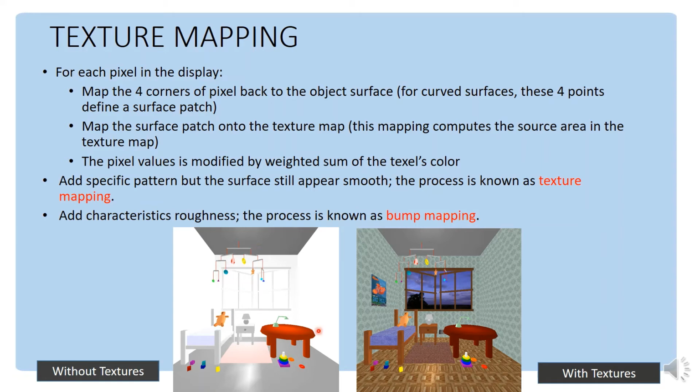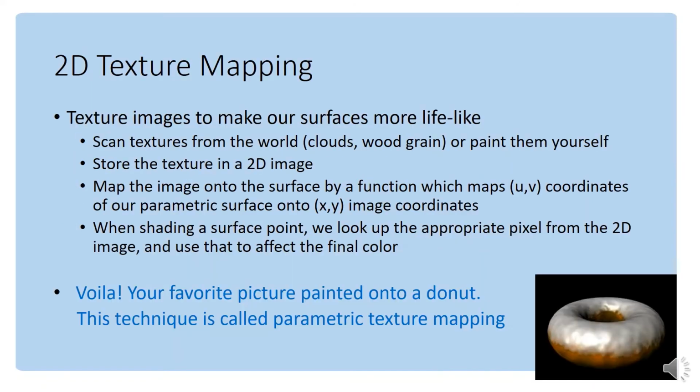You can see two figures here. Why do we need textures? The left figure represents the scene without textures, and the right figure represents the scene with textures. Of course, the right figure with textures looks more real, more realistic and interesting compared to this one, because textures make the scene more interesting and realistic.